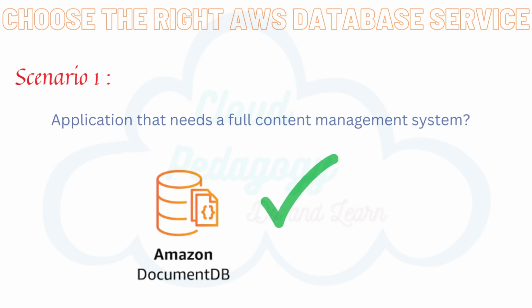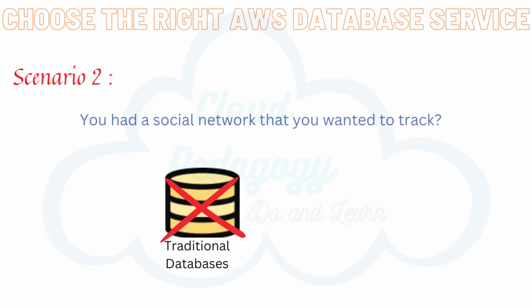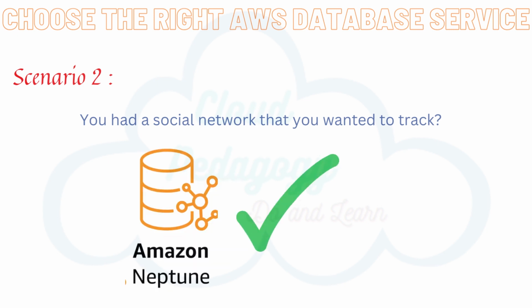Let's think of another use case. What if you had a social network that you wanted to track, like keeping track of those social webs? Figuring out who is connected to whom can be difficult to manage in a traditional relational database. In this case, you could use Amazon Neptune, a graph database engineered for social networking and recommendation engines, but it's also good for use cases like fraud detection.